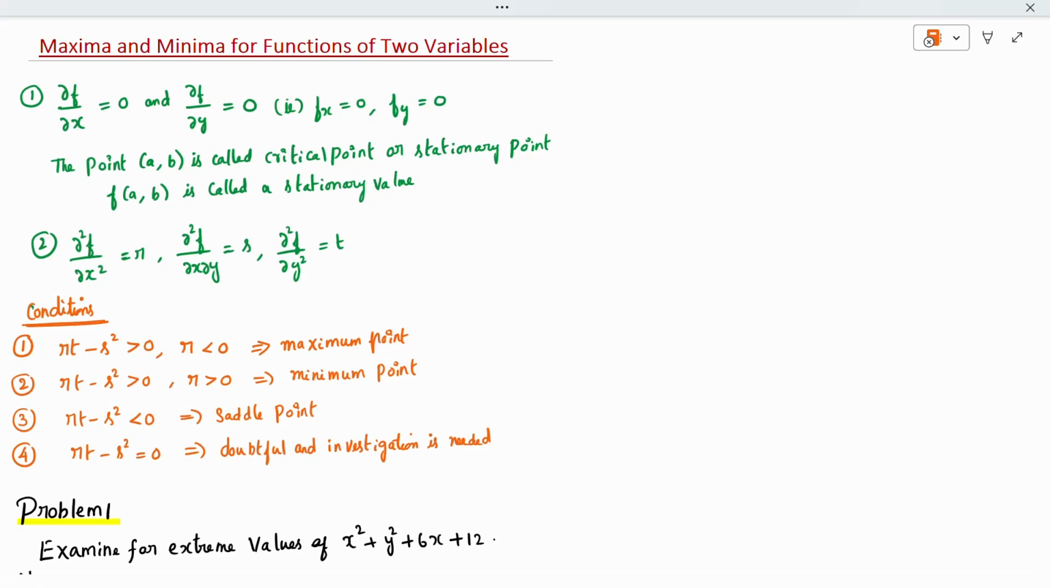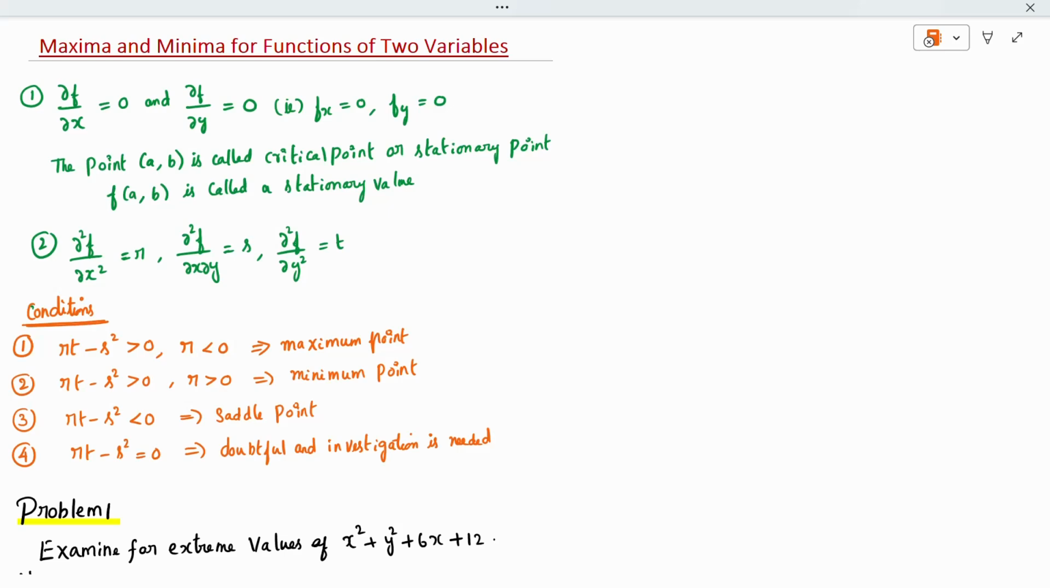First step, you have to find dou f by dou x and make it equal to 0, and dou f by dou y equal to 0. That is nothing but fx equal to 0, fy equal to 0. Then when you solve it, you get points. These points are called critical points or stationary points. When you substitute the corresponding points in the function, you get what is called the stationary value.